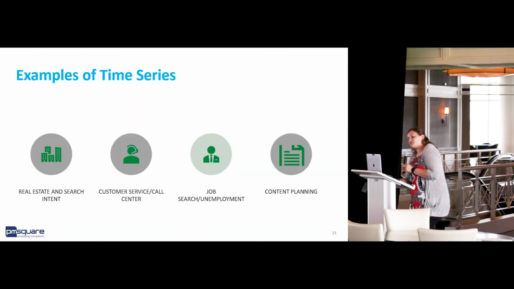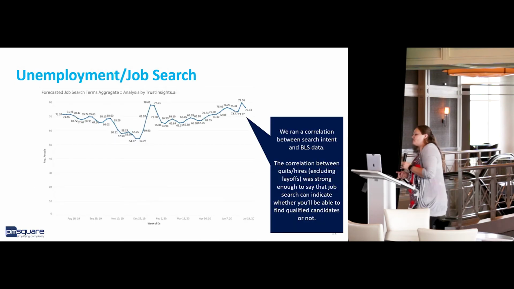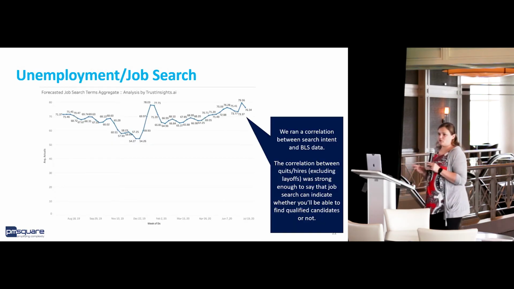So then the next example is job search and unemployment. So again, we ran a correlation between search intent using Google Trends data of people looking for jobs near me, open jobs, those types of searches. And we ran a correlation with the Bureau of Labor Statistics data set. And what we found was that there was a strong correlation between the quits and hires, excluding layoffs. There wasn't a strong correlation there. And it was strong enough for us that we can say with confidence that people looking for jobs is indicative of whether or not you'll be able to find qualified candidates.